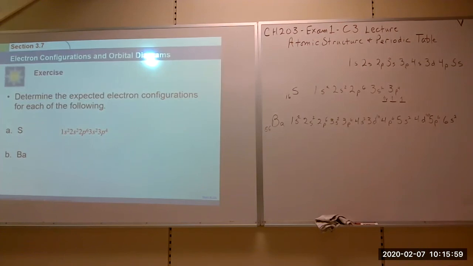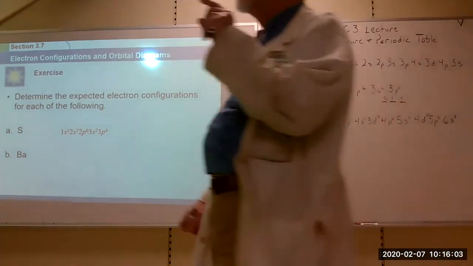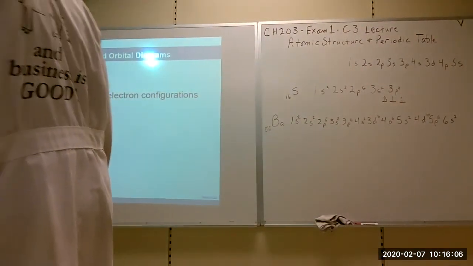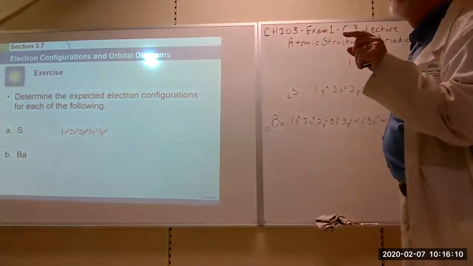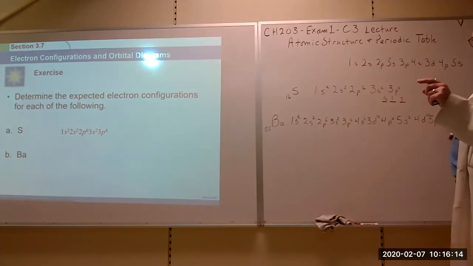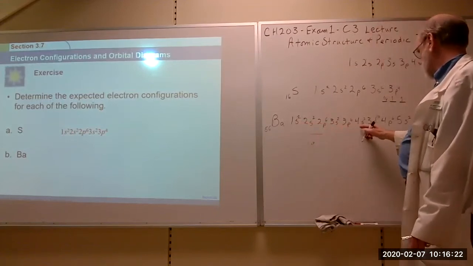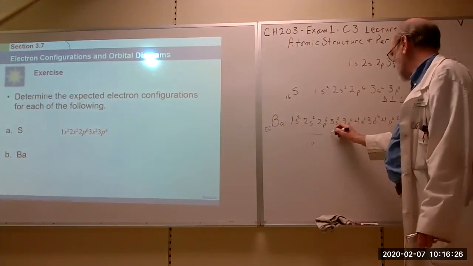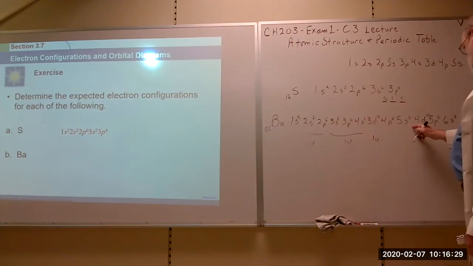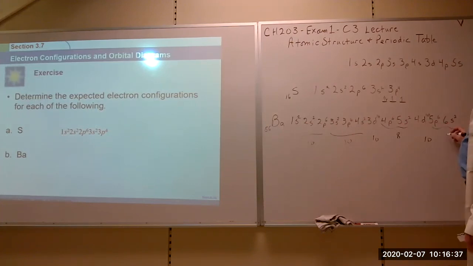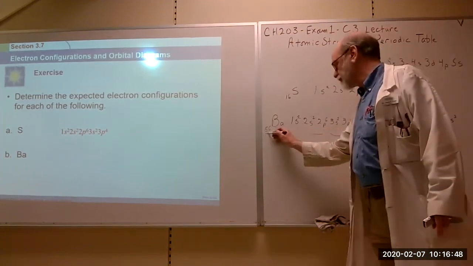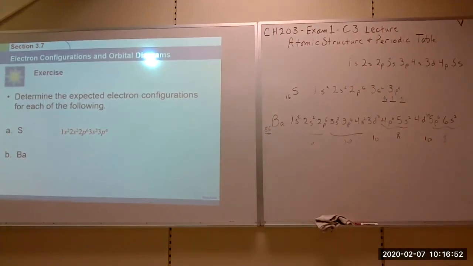Okay, I did something wrong. So here's 5s, 4d, 5p, 6s. That's right. I think I counted wrong. So let's see. That's 10, this is 10, that's another 10, and this is 8. So 10, 20, 30, 40, 56. That's right, 56. Okay? So that was a mess.